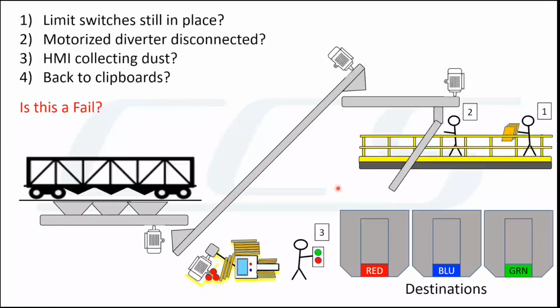Okay, so things have changed dramatically. We went from one person to three people. You can see we have person number one with the clipboards out, instructing everyone on what needs to go where and how fast. Then we have person number two, who has taken matters into his own hands, quite literally, and is now moving the diverter manually to the right position.